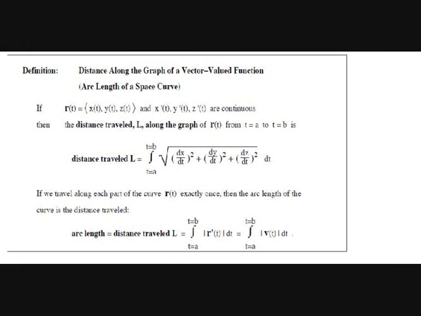Let's begin with the definition of finding the arc length of a space curve. If r(t) is a continuous function which has 3 components x, y, z, then we know the distance traveled along the graph, which is L from t equals a to t equals b, by using the formula below, integrating the magnitude of r'(t) from interval a to b. Also, the arc length is known as the integration of the speed function, the magnitude of v(t).